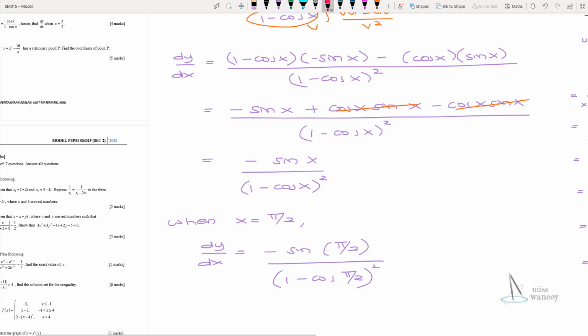Okay, sine first. I don't really have my calculator with me, so I need to sketch them. The graph of the sine, this is pi over 2, so this value is 1. Cos pi over 2, the graph looks something like this. This is pi over 2, so the value is 0. So what we have is negative 1 over 1 minus 0 square, which will give us the value of negative 1.